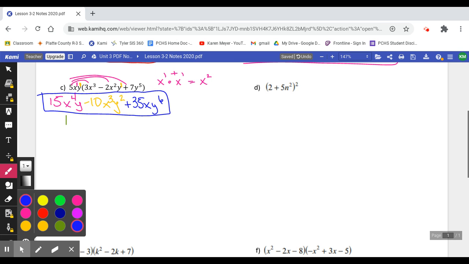On the next one, you only have one parentheses, but you have a power outside the parentheses. When you have a power outside the parentheses, you have to remember that that means quantity squared. And quantity squared means two identical parentheses.